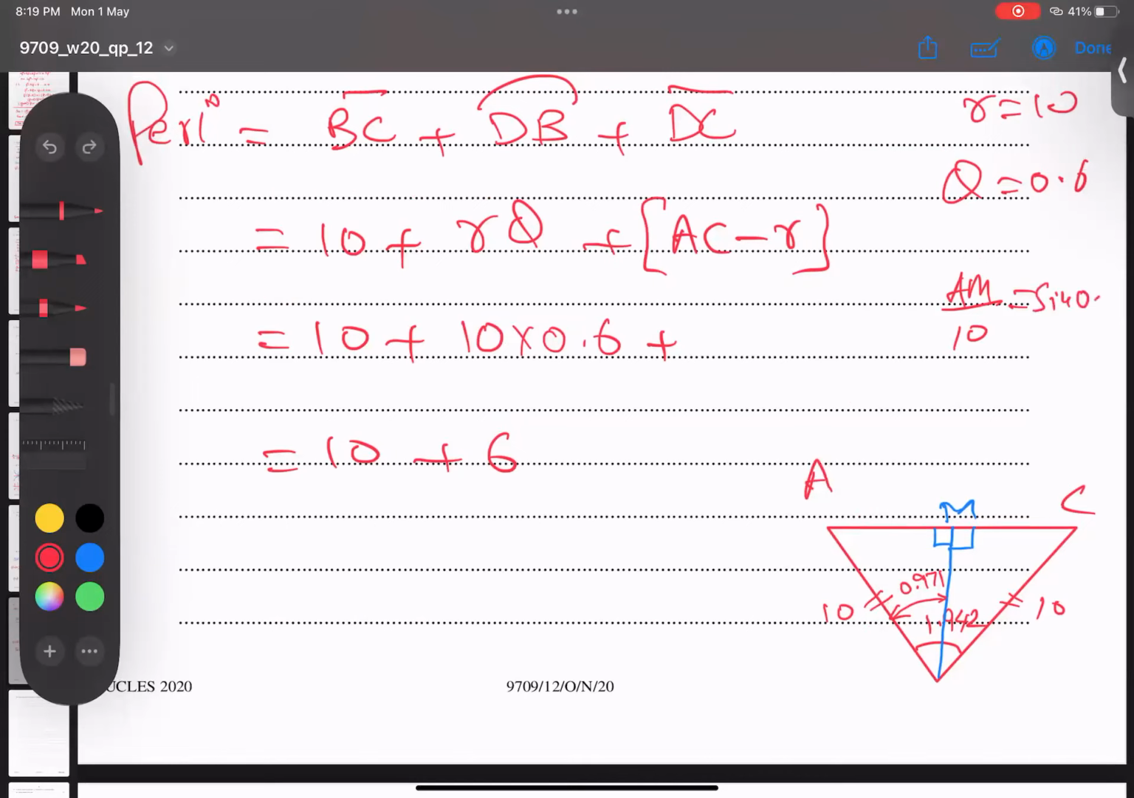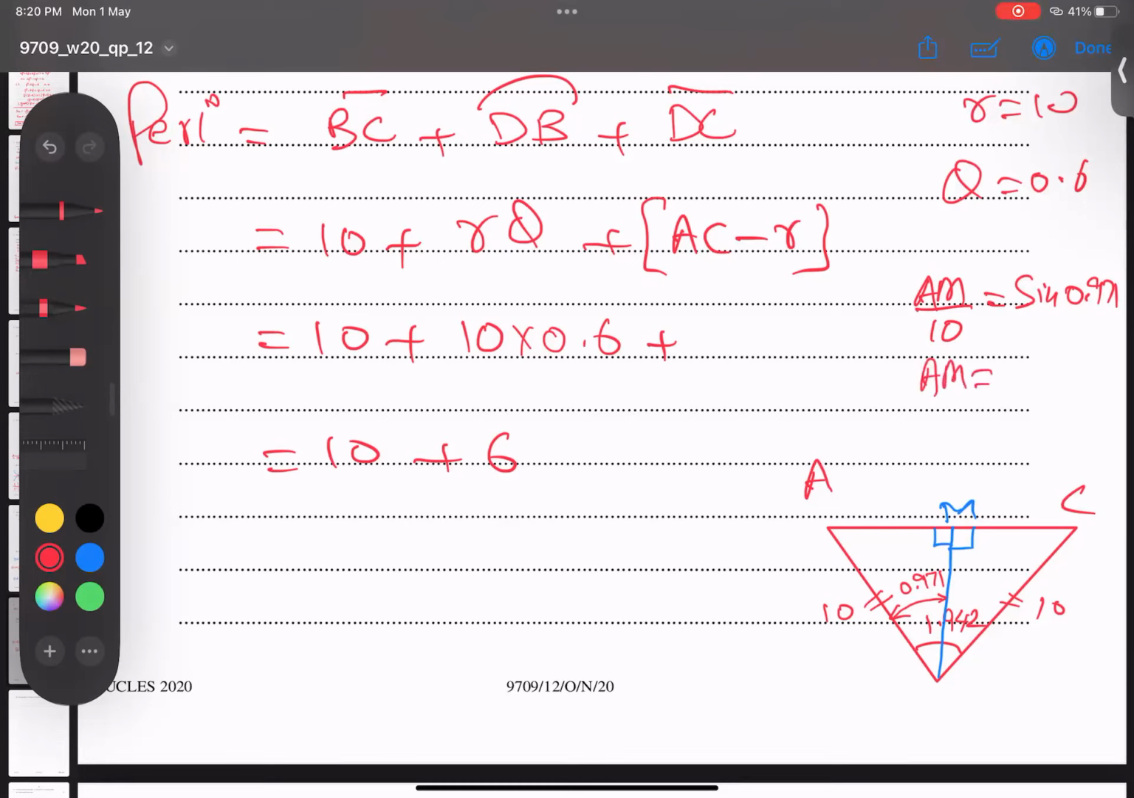Sine of 0.971. Wait a minute, this is too small. Okay, I'm repeating: AM by 10 equals sine of 0.971. But make sure, students, this needs a conversion. You must convert the mode, don't forget it. Degree to radian, otherwise you can't get the answer. So let me first convert to radian mode. Then I'm finding 10 times sine 0.971, and my answer is coming.